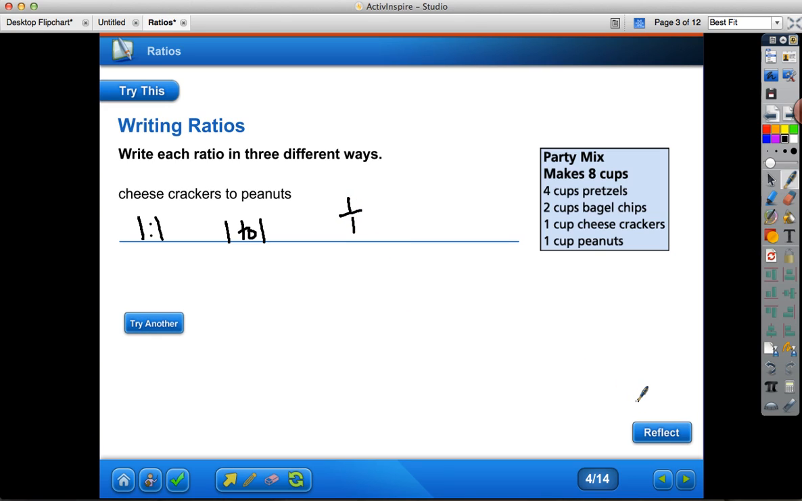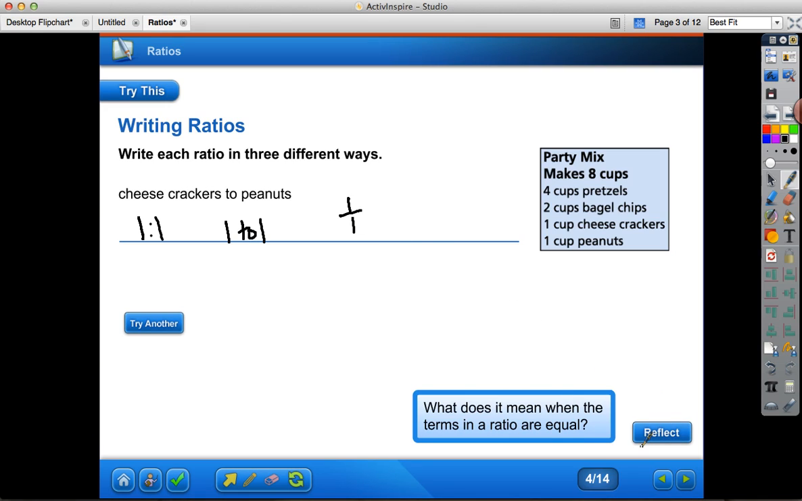So now you'll have a series of reflection questions. I'm going to do this first one with you. Otherwise, when you see a reflection question, those are questions that you need to answer on your own. You can pause and do it when you see it, or you can wait till the end of the lesson to go back and answer them all. It's up to you. So the first reflection question for this lesson is, what does it mean when the terms in a ratio are equal?